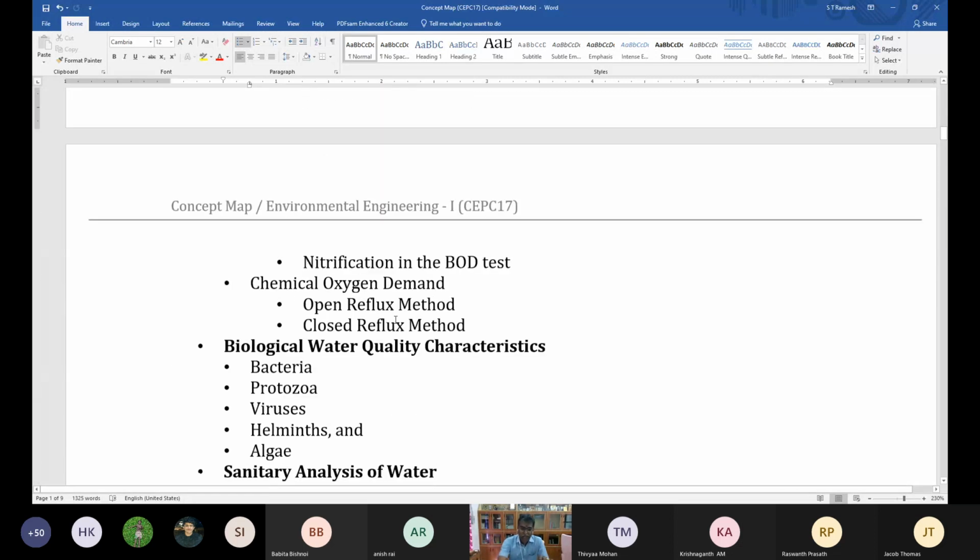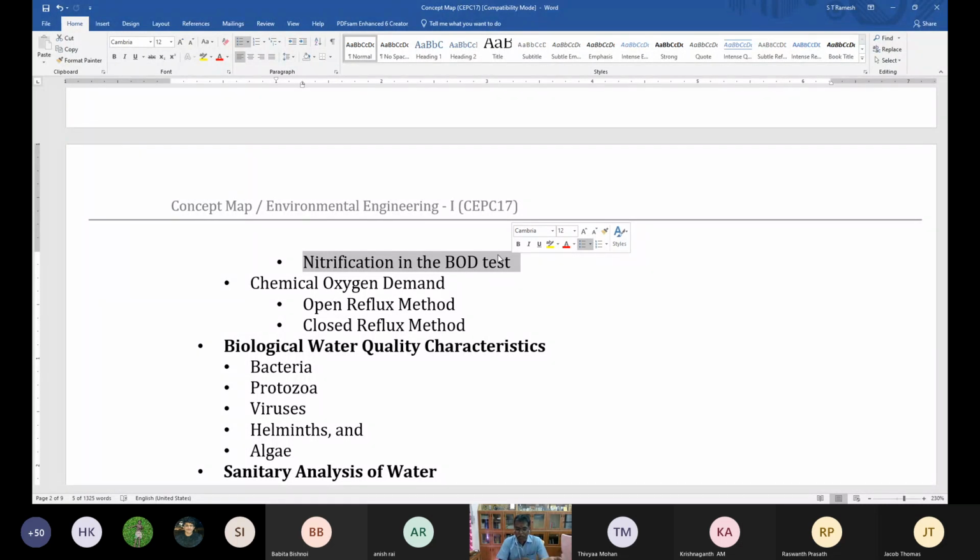In some cases there could be nitrogenous matter along with the organic matter. Organic matter contains carbonaceous matter and nitrogenous matter. This 5 days duration of incubation may not be sufficient for the microorganisms to take up the nitrogenous matter. If you prolong beyond 5 days, there could be nitrogen degradation as well. That process is called nitrification. You would have come across it.